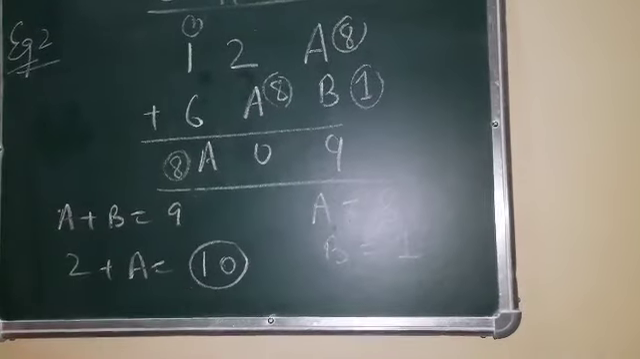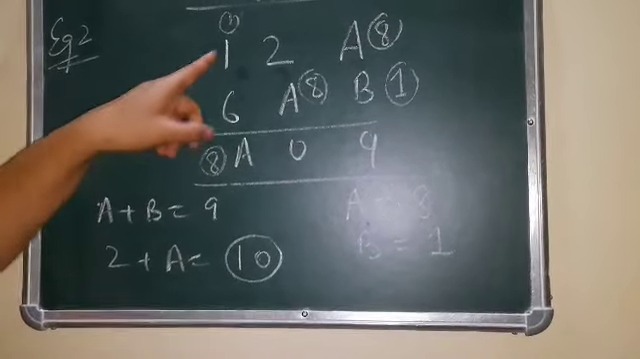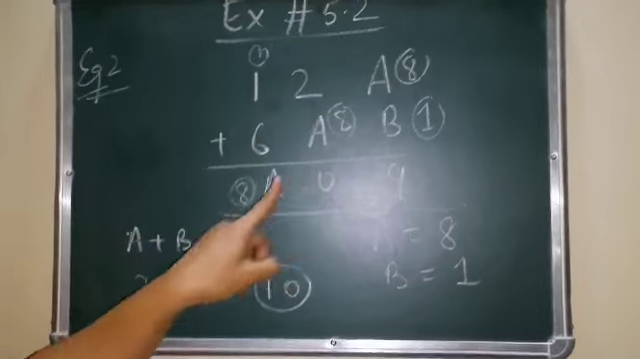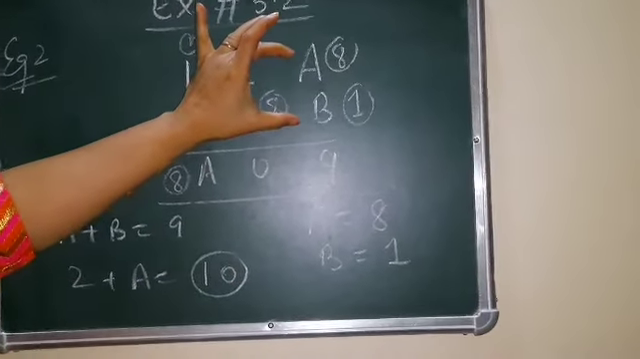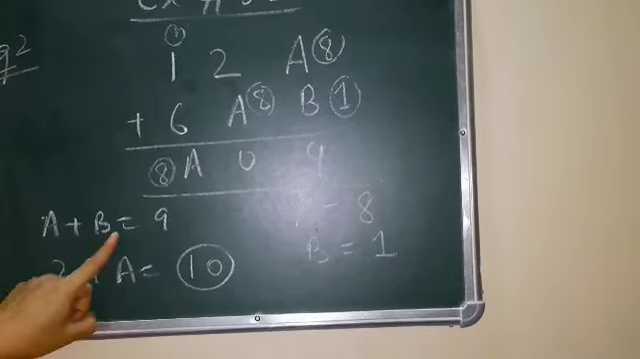So I will write A is equal to 8 and B is equal to 1. Got it? Once again I am repeating. 12A plus 6AB gives A09. Now we don't know both A and B. So we have to think that A plus B is 9, as given.